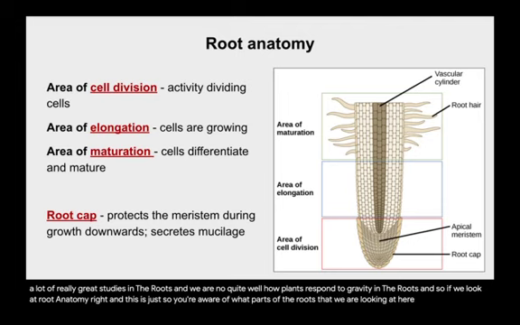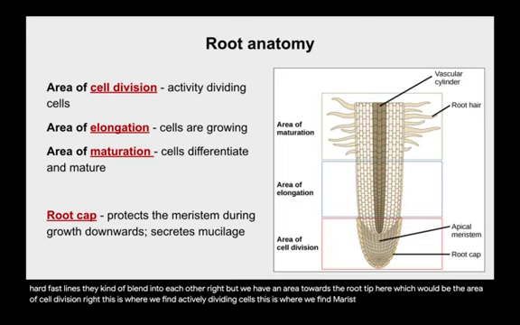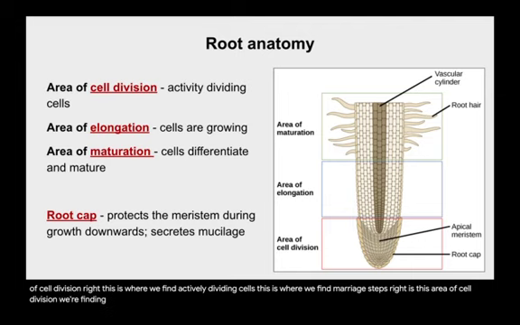An active root growing tip is kind of divided into 3 sections, right? Now these sections are not hard, fast lines. They kind of blend into each other, right? But we have an area towards the root tip here, right, which would be the area of cell division, right? This is where we find actively dividing cells. This is where we find meristems, right? We know meristems produce cells, but cells that don't quite have a specific function yet, right?